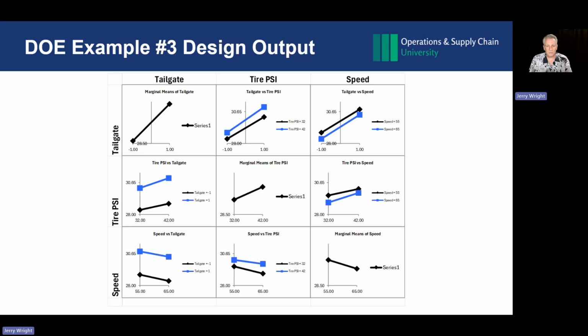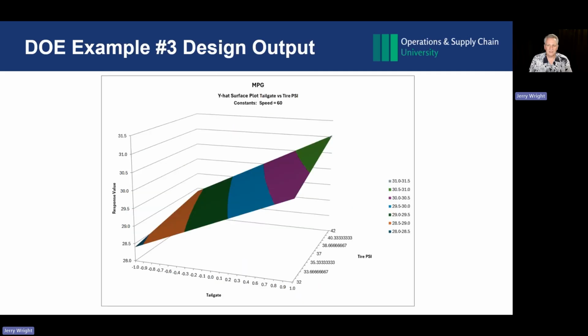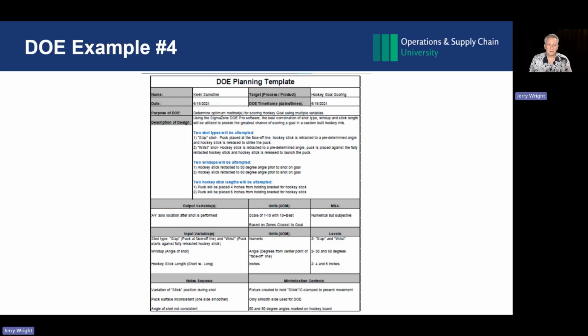Again, speed, important, but not to the same extent as the tailgate. So again, having the tire pressure higher and the tailgate up versus down were the key factors for the higher miles per gallon.